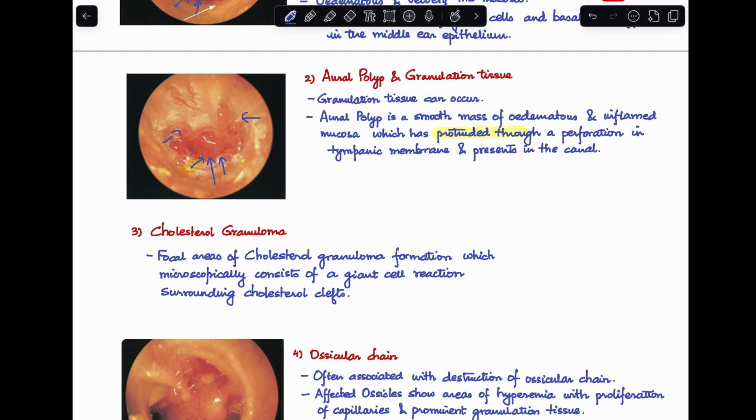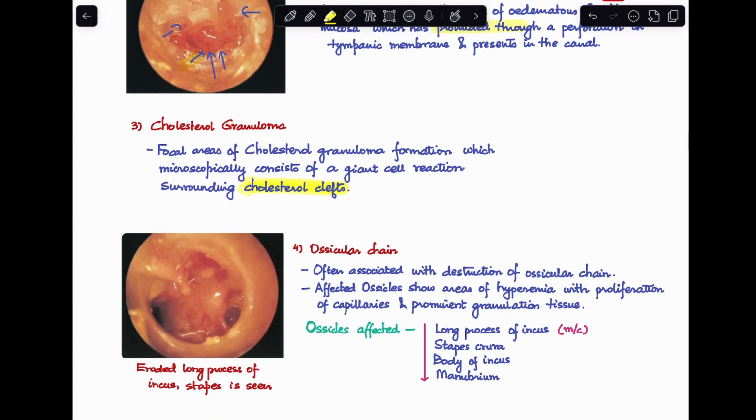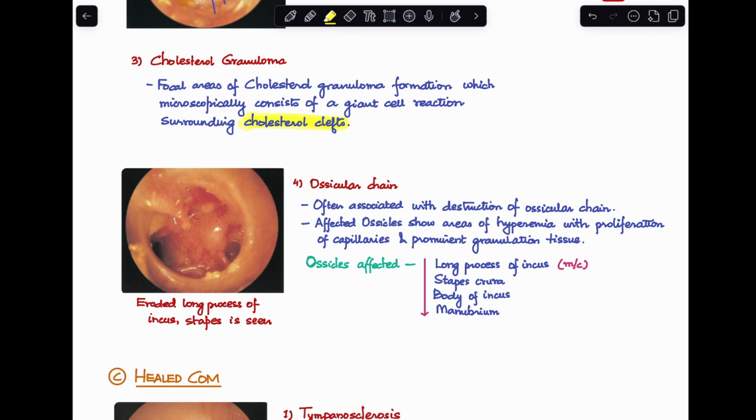Next is cholesterol granuloma. Some focal areas of cholesterol granuloma formation can happen, and microscopically it consists of a giant cell reaction surrounding the cholesterol clefts. However, this is not very common in this type. It is more commonly seen in the atticoantral type or the squamosal type.